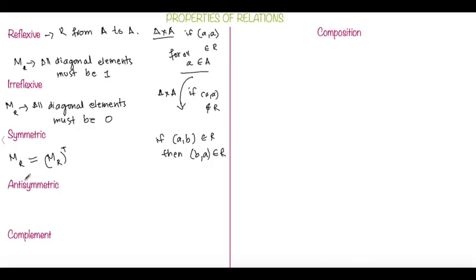Anti-symmetric. Anti-symmetric is defined as: if (a, b) belongs to R, then (b, a) should not belong to R if a and b are not equal. If a and b are equal, then obviously if (a, a) belongs to R, then (a, a) belongs to R. So whenever a and b are different, (a, b) and (b, a) both cannot be in R. What will be the definition for antisymmetric in matrix form?